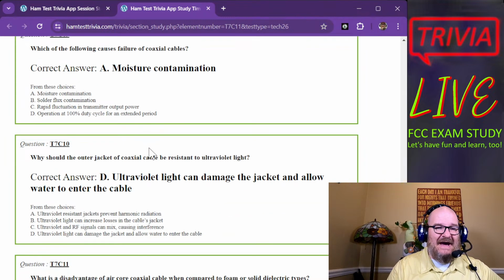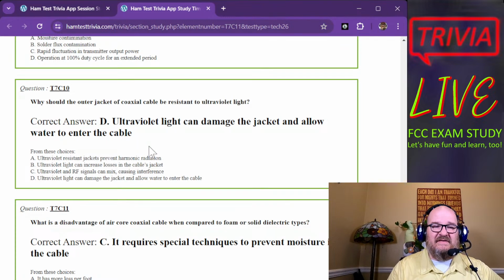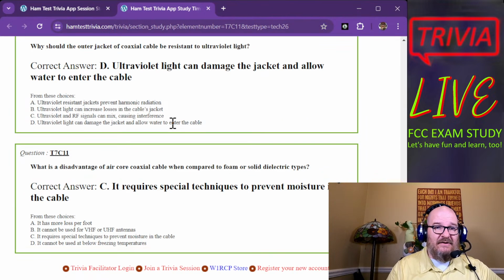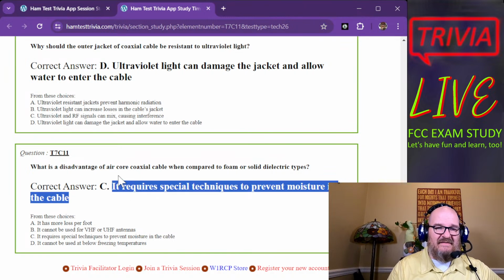Okay, why should the outer jacket of a coax cable be resistant to ultraviolet light? Well, if you leave something outside long enough, think about your garden hose. What happens to it next summer? Ours are looking that way already. Ultraviolet light damages. And then, again, remember this answer. A disadvantage to air core is that it requires special techniques to prevent moisture in the cable.